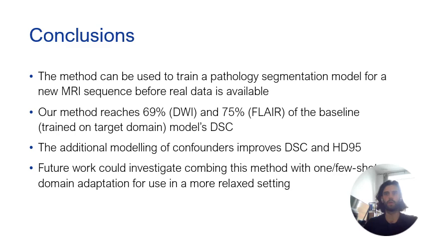So to conclude, we presented a method that can take advantage of information about what a sequence should look like in terms of its intensities without actually seeing any real images. This can be used to train a model to segment pathologies for newly developed MRI sequences. The method reaches a reasonable percentage of the baseline model's Dice score and also outperforms models which do not make use of this additional intensity estimate information. The confounder sampling is effective at reducing the obvious false positives.